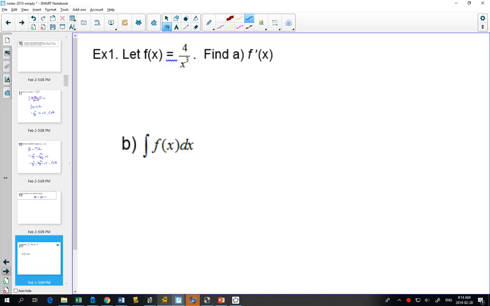this first example, let f of x find the derivative first. So I'm going to rewrite f of x as 4x to the negative 3. How do we do a derivative? We bring the number out in front and subtract 1. I should have really got you to do this one first.